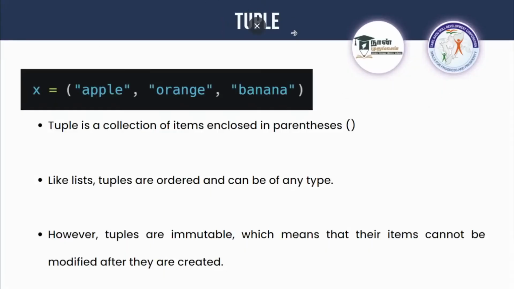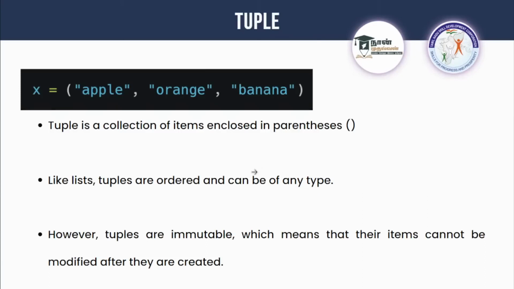So the next one is tuple. Tuple is the last type of data in the sequence. What is a tuple? How will I find out if it is a tuple? A tuple is a collection of items enclosed inside parentheses. So if it is inside parentheses, it is a tuple. Like lists, tuples are ordered and can be of any data type. It is ordered and it can store any data type.